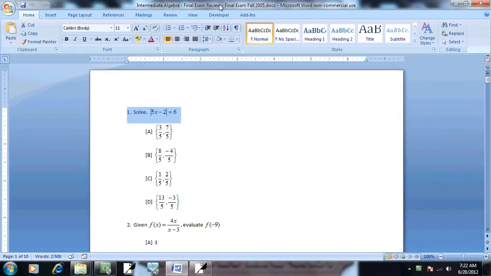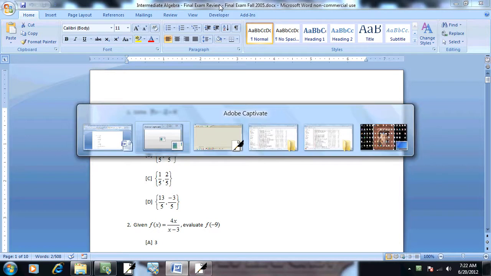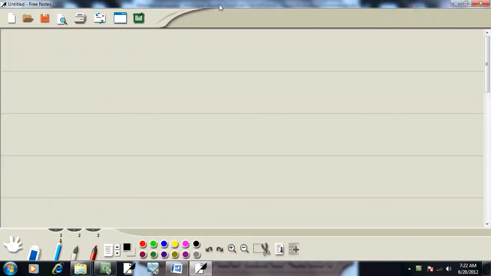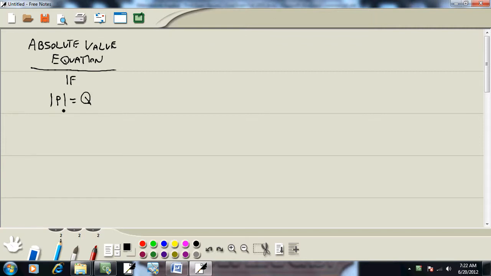Let's take a look at our first problem. It's an absolute value equation. Let's look at our formula first. Our absolute value equation says if you have the absolute value of something is equal to something else, then you drop the absolute value, set it equal to positive the other side, and drop the absolute value and set it equal to negative the other side.